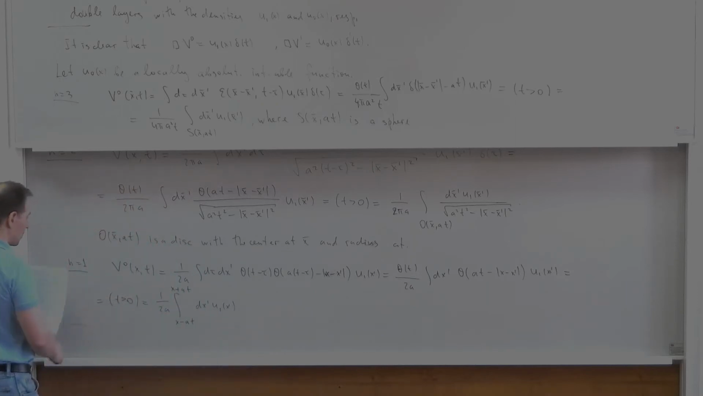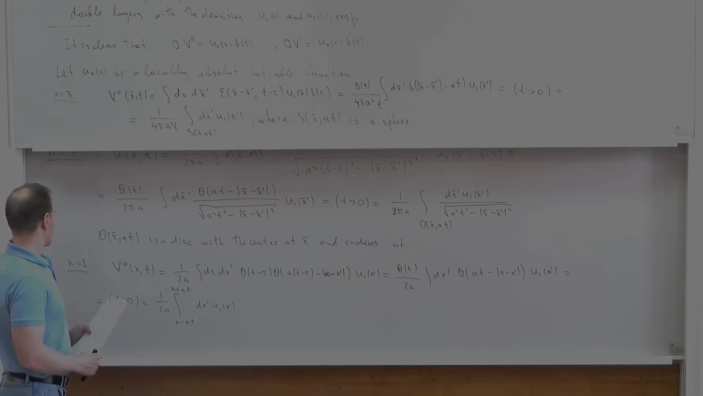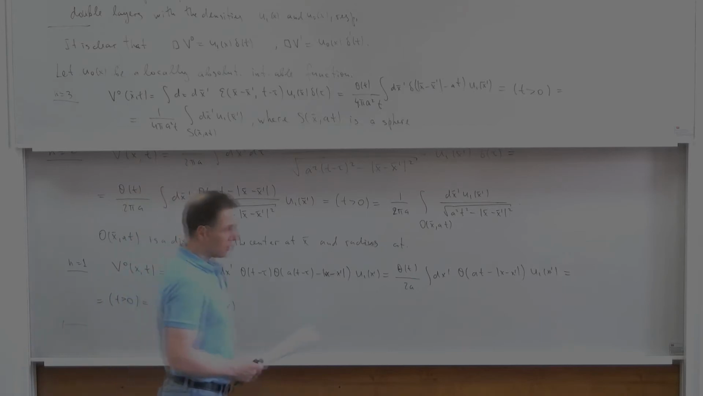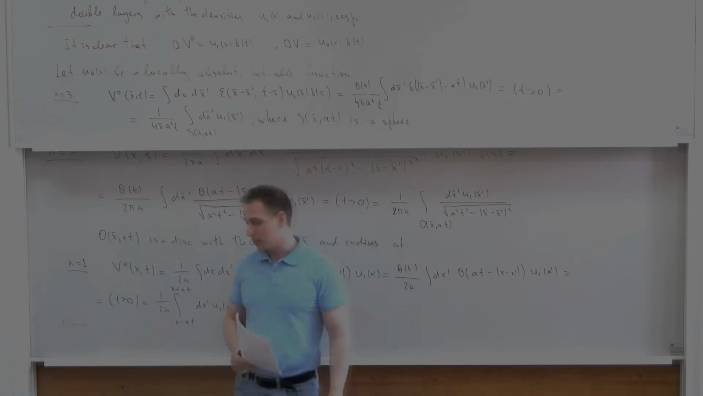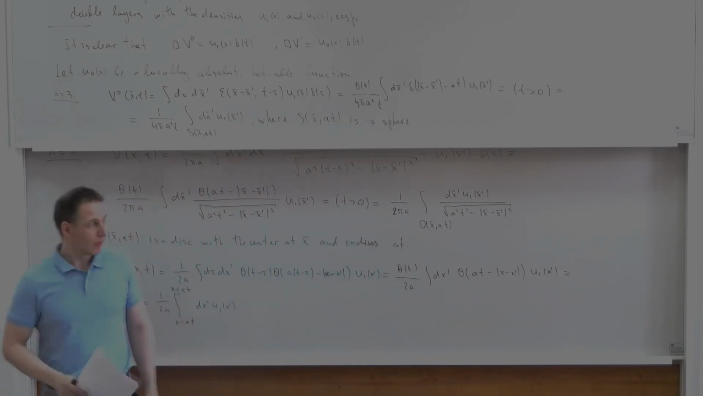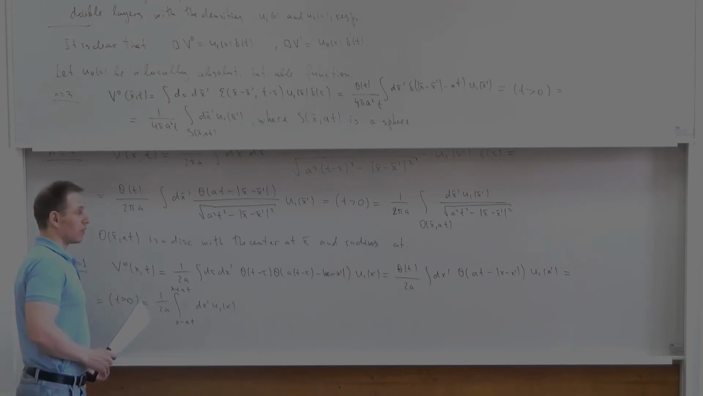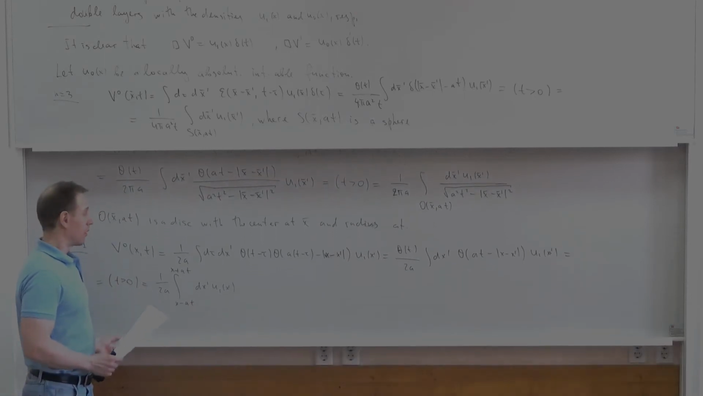Okay. As for the retarded potential V0, that's it. And we now turn to the retarded potentials V1.